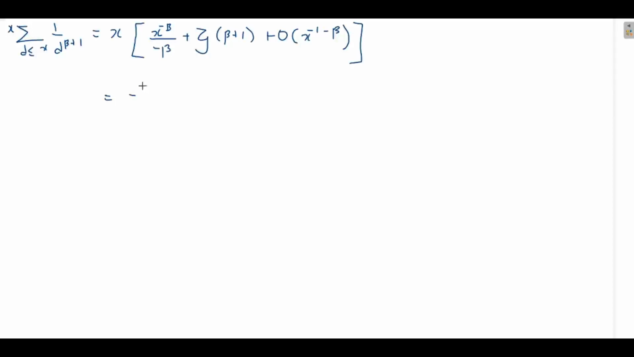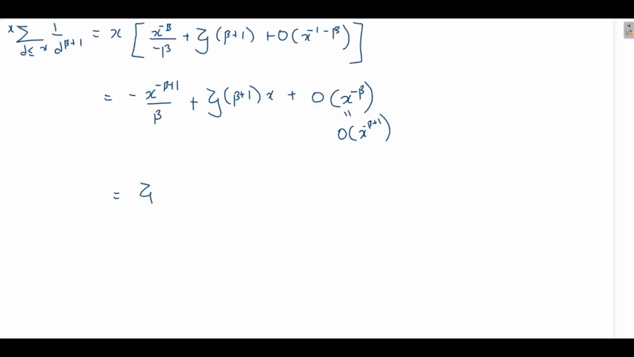This will be minus x raised to minus beta plus 1 divided by beta, plus zeta of beta plus 1 times x, plus big O of, when you multiply x inside, what you're going to get is x raised to minus beta. Now notice here that big O of x raised to minus beta will be big O of x raised to minus beta plus 1. So using the transitivity again, what you have is zeta of beta plus 1 times x plus big O of x raised to 1 minus beta. This is what you have. Okay, so let's call this 2.